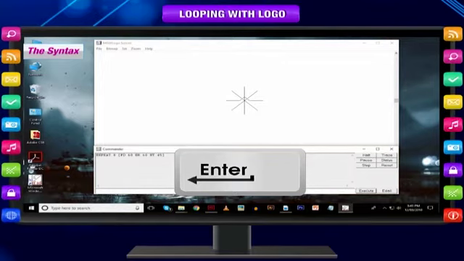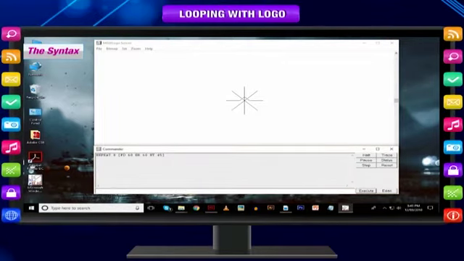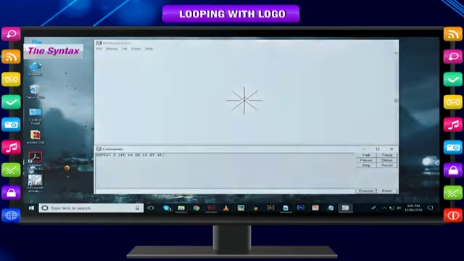Now, let us see what is drawn by the above example. Notice that we turn towards right at 45 degrees 8 times. This completes one full circle. 45 into 8 is equal to 360.